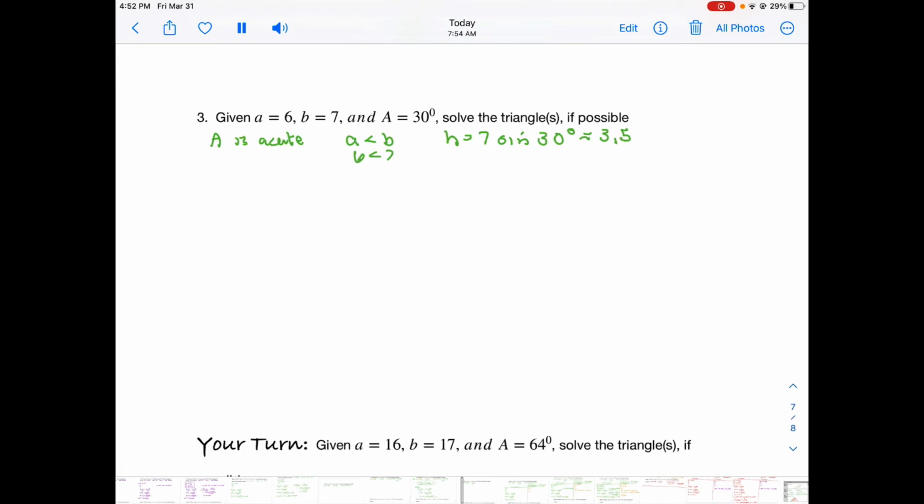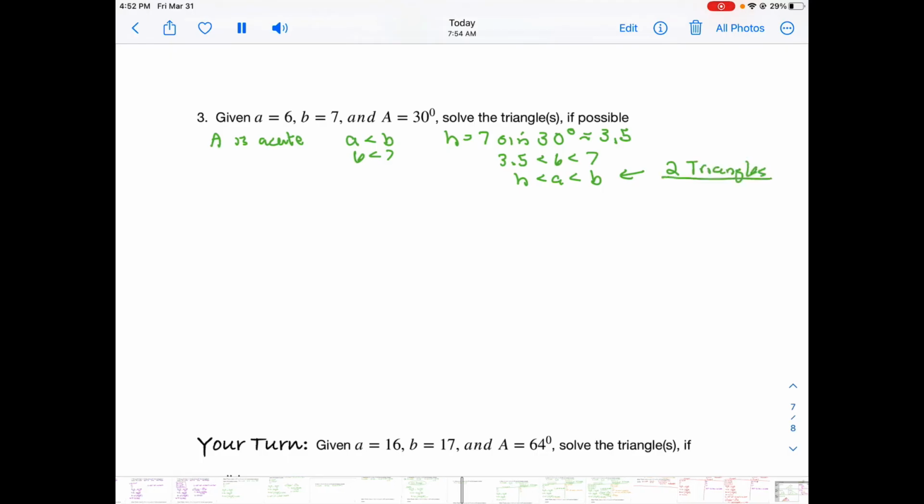And so height is equal to 7 sine of 30, or 3.5. Now, since that's the smallest measurement, then A is between our height and our side adjacent. That tells us we have two triangles. So how do we solve for both triangles in this situation?